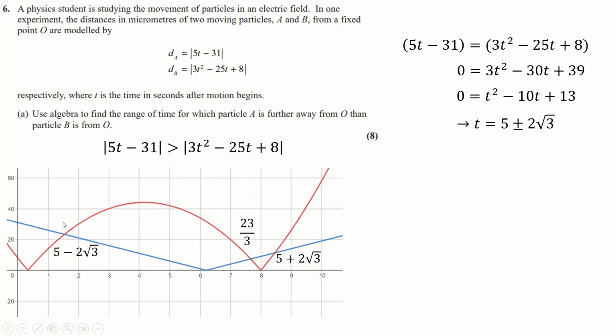Anyway, to finish this, we just need to say that the blue graph is above the red graph between 0 and this, and between this and this. And I think that will be my answer. Was t allowed to be 0? I'm not sure whether I was okay writing this. Who knows? I'll check the mark scheme later. I can't be bothered to think about it right now.